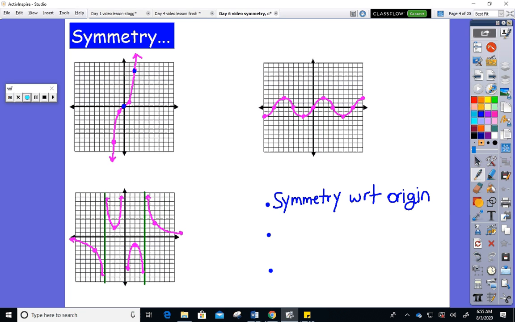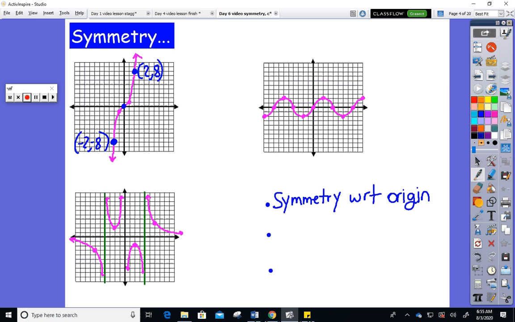So take a look at this. I'm going to look at this point, and if I were to spin the graph around 180 degrees, it would overlap the point in the third quadrant. So I've got 1, 2, 3, 4, 5, 6, 7, 8. So this is (2, 8). This is (-2, -8).